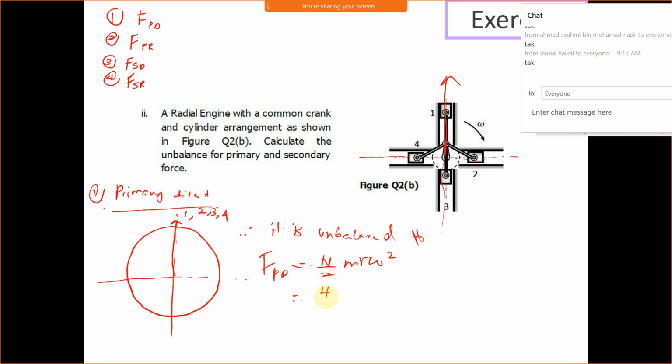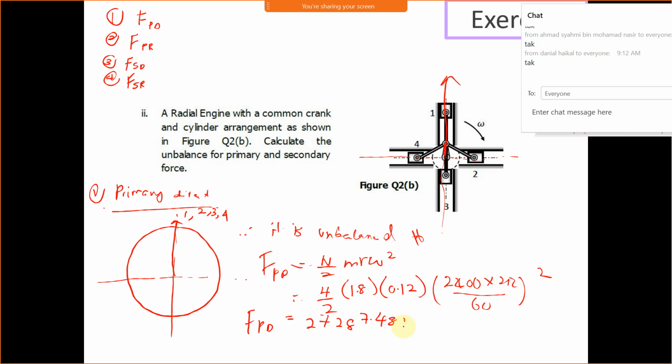So 4 divided by 2. M is 1.8. R is 0.12. And omega is 2400 times 2 pi over 60 squared. So our FPD equals to 27,287.48 Newton. Okay, Newton.